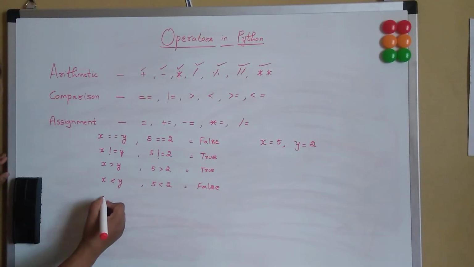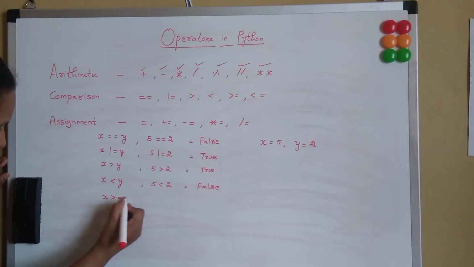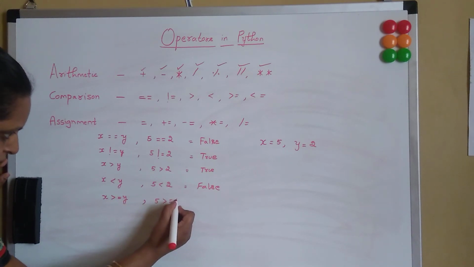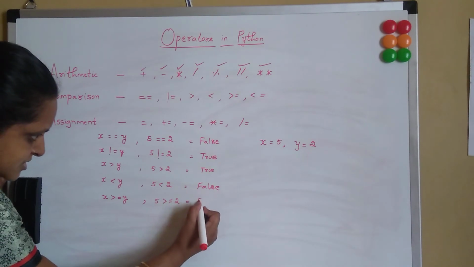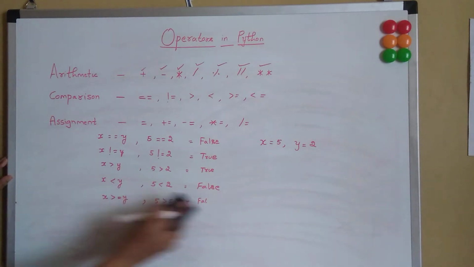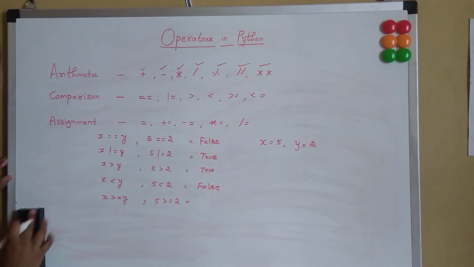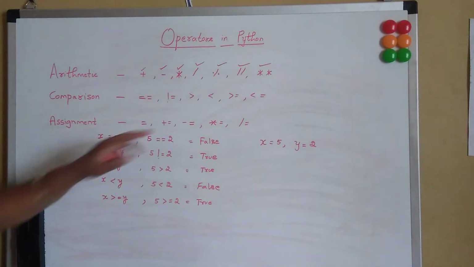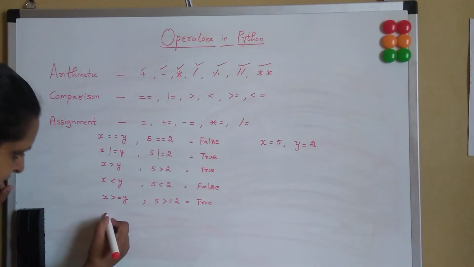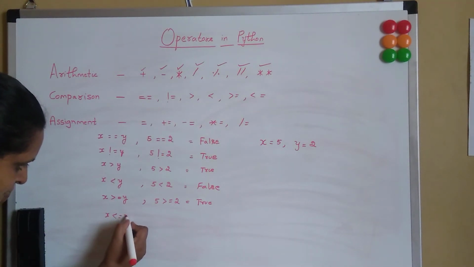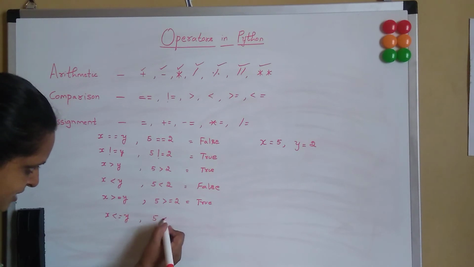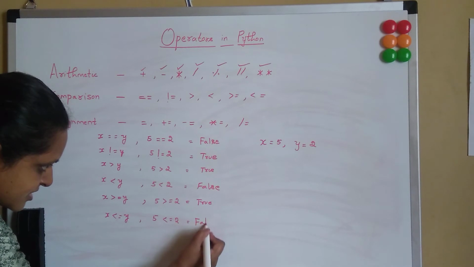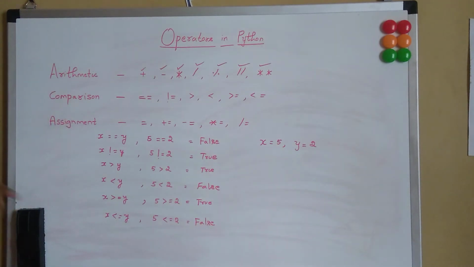Greater than or equal to. x greater than or equal to y. 5 greater than or equal to 2 is true because 5 is greater than 2, so it returns the value true. Lesser than or equal to. x lesser than or equal to y. 5 less than or equal to 2 is not correct, so it returns the value false.